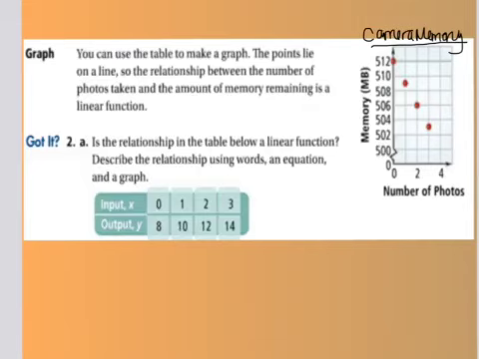So here's the graph for the question we just used. We use the table to make the graph. The points lie on a line, so the relationship between the photos taken and the amount of memory remaining is a linear function. So you can tell by graphing. Now notice this is on graph paper, so you should be graphing on graph paper. Here at the bottom, we have our x-axis. Here at the top, we have our y-axis. We're labeling our graph camera memory. Our y-axis is labeled memory in megabytes. Our x-axis is labeled number of photos.